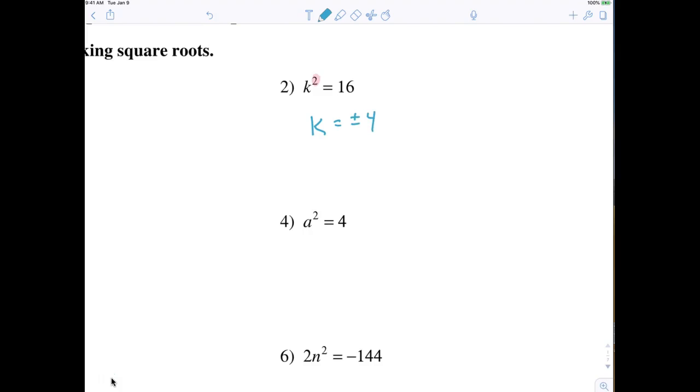Why is that true? Because 4 squared is 16, and what else? Negative 4 squared is 16. Now, most of the time on tests, kids forget the plus or minus. They just say 4, and they don't remember negative 4. So I always try to remind you that the degree, in this case 2, tells you how many solutions there are. Now, how did we get that? Mathematically, to undo a square, we take the square root of both sides. That's what we're doing.